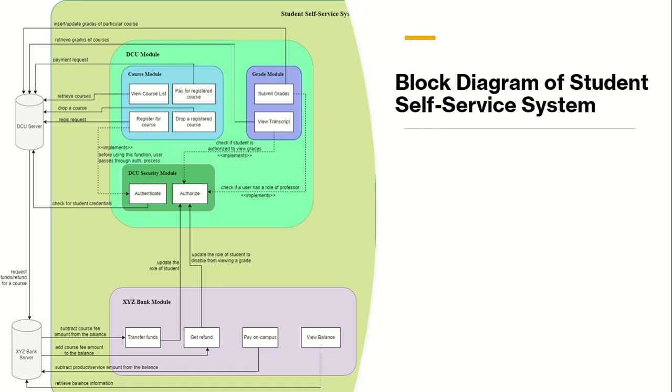So this is the last state of my student self-service system. As you can see, it uses two servers. One is native to DCU, the other one is native to the bank server. And in the DCU module, we can see the course, DCU security and grade modules. It clearly explains everything, in my opinion.